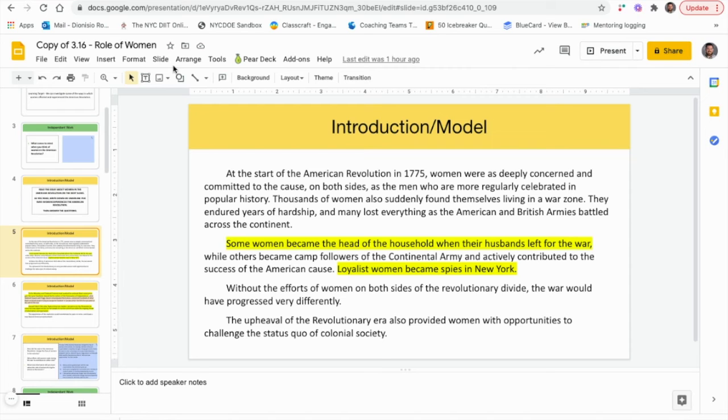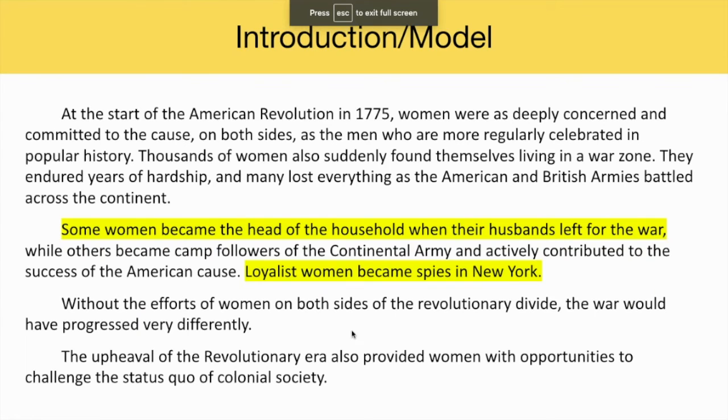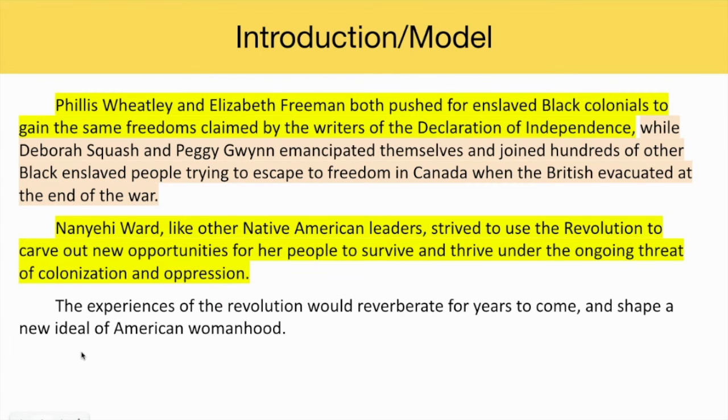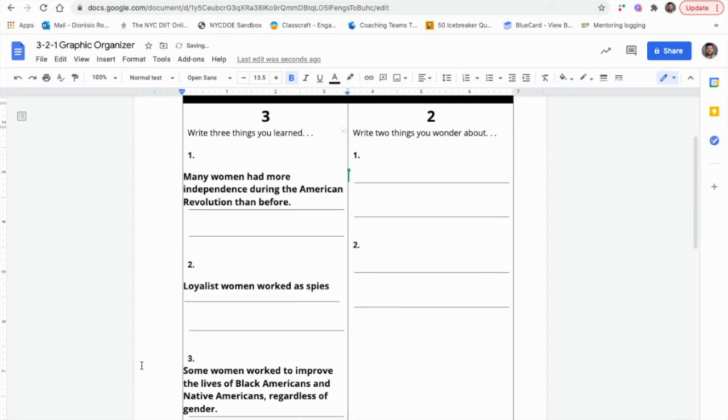The 3 things that I want to identify in my graphic organizer are: many women had more independence during the American Revolution than before. I also noticed that Loyalist women became spies in New York. On the second page of the reading, I noticed that some women worked to improve the lives of Black Americans and Native Americans regardless of gender. So now I'm going to take the time and write 3 things that I learned in my graphic organizer.